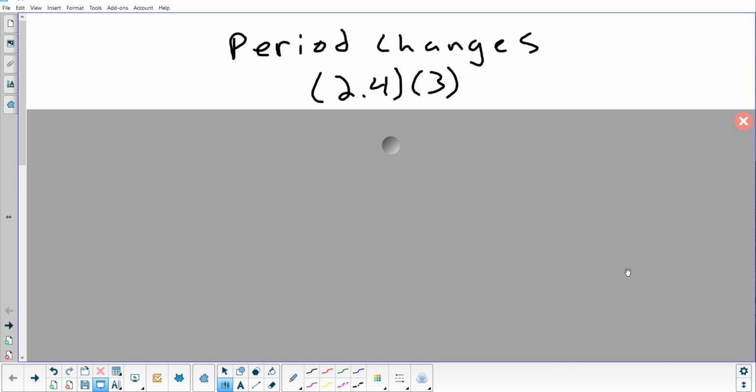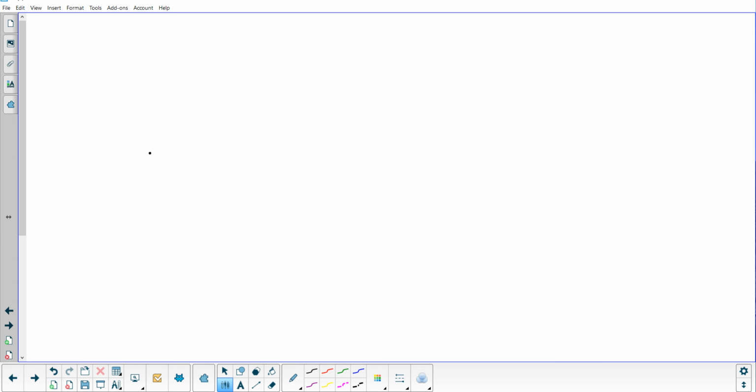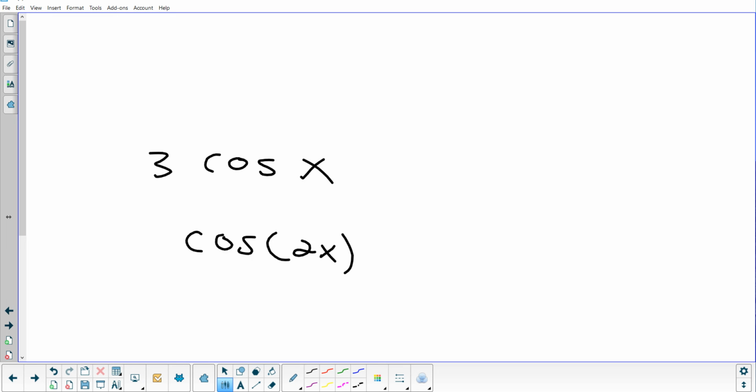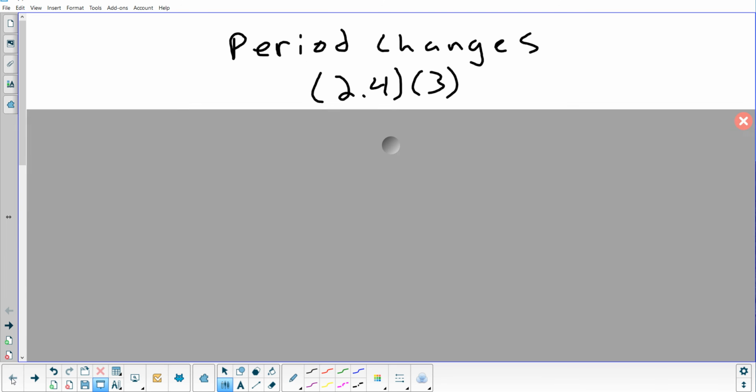With a vertical stretch, we multiplied in front. Right? So we had something like this. We multiplied out in front of the function. Today, what we're going to do is multiply inside the function, inside the parentheses, right next to the x. This is going to cause a stretch or compression horizontally.